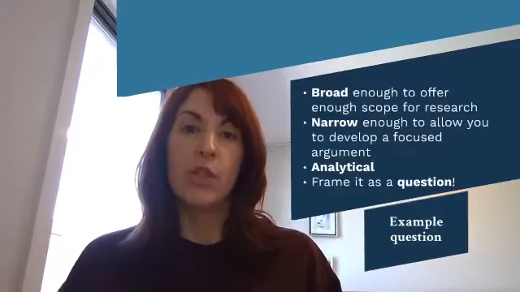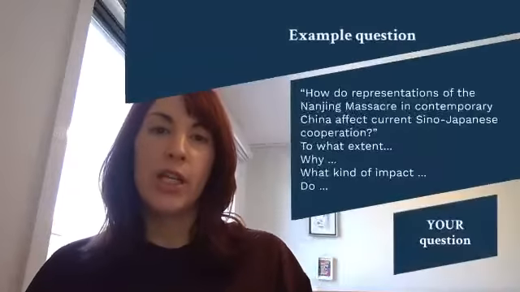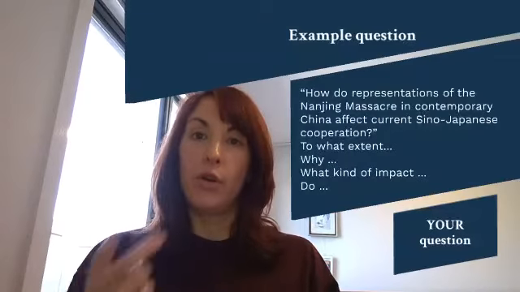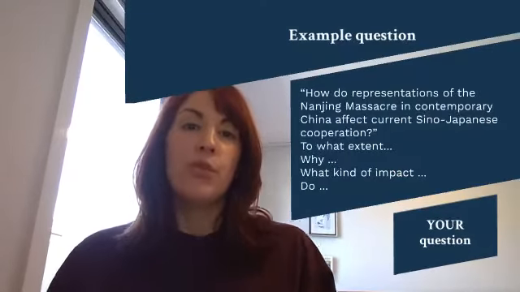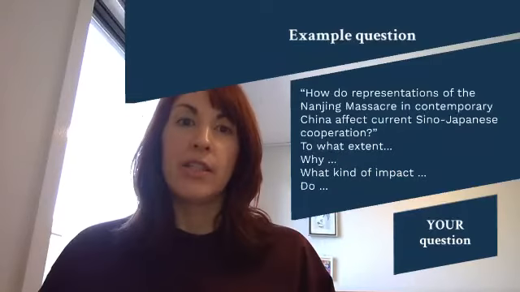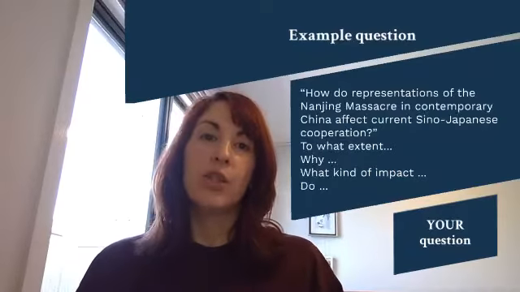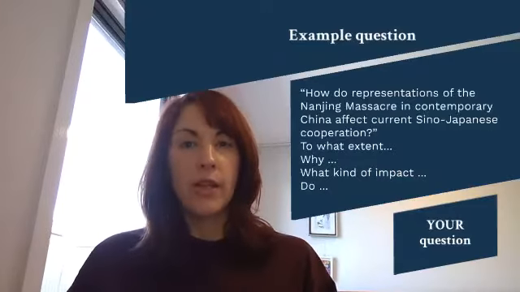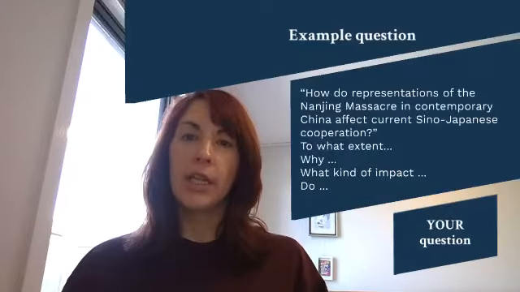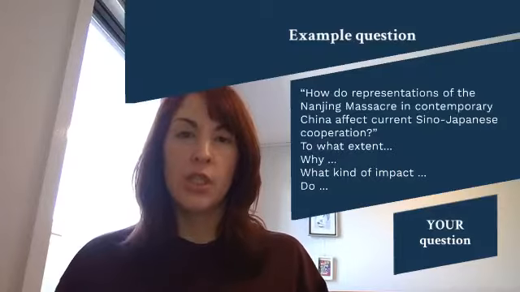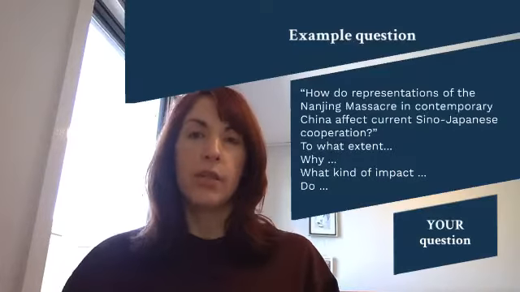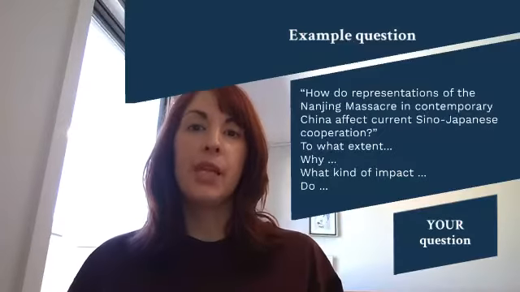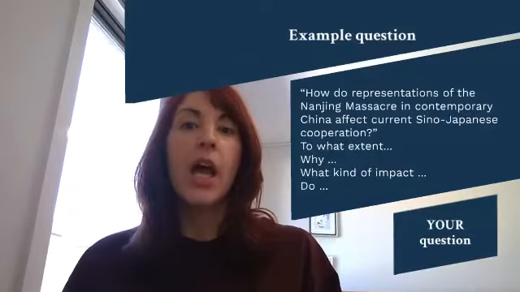You've directly answered the question. So let's look at this example question that we think meets this criteria of broad yet narrow and analytical. How do representations of the Nanjing massacre in contemporary China affect current Sino-Japanese cooperation? We thought that was broad enough because it's talking about Sino-Japanese cooperation, which seems to be quite a large cooperation to engage in, and quite a complex thing.